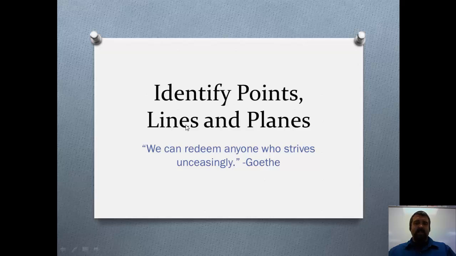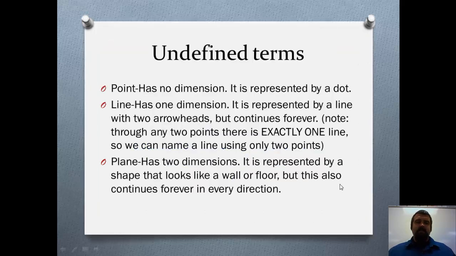Identifying points, lines, and planes. By the end of this you should be able to name some common shapes that we use in geometry. The first three, point, line, and plane, are technically undefined. Undefined means there's no formal definition, just stuff that we have accepted to be true. It's represented by a dot, a line, or a quadrilateral.